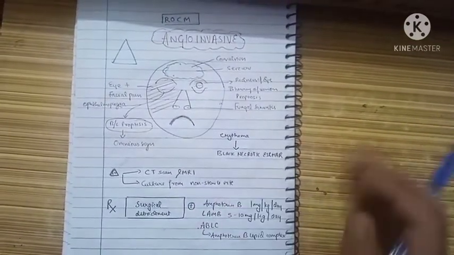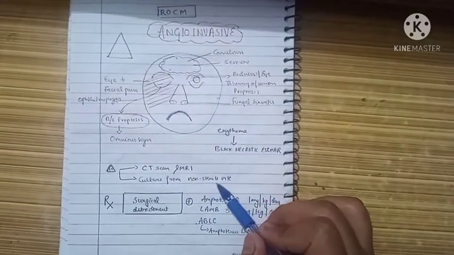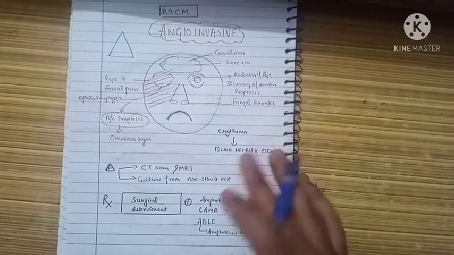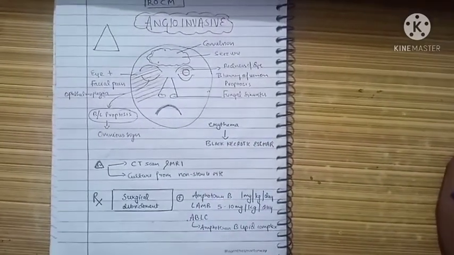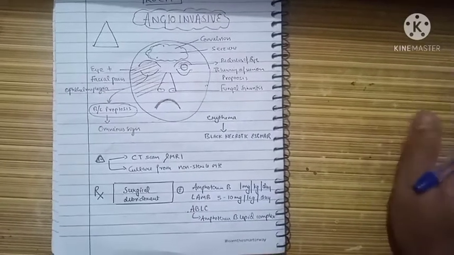Now, diagnosis of this disease is made by CT and MRI. We look for the black spots that are seen. Okay, the culture from the non-sterile site is also of value in this case, which can help in making a definitive diagnosis. Now, what is the actual treatment of this disease?